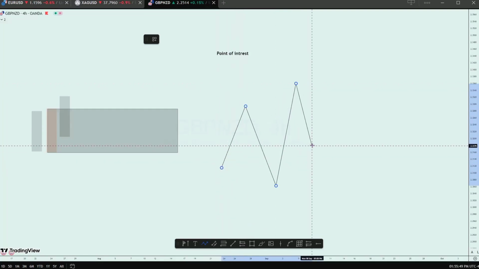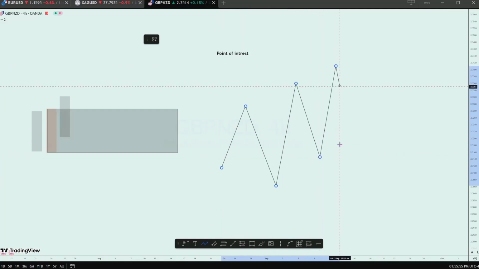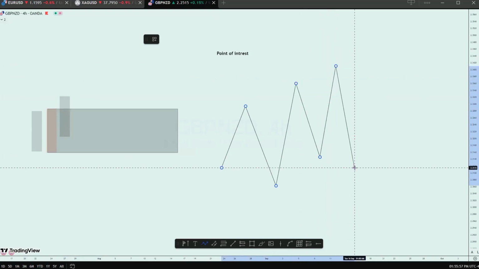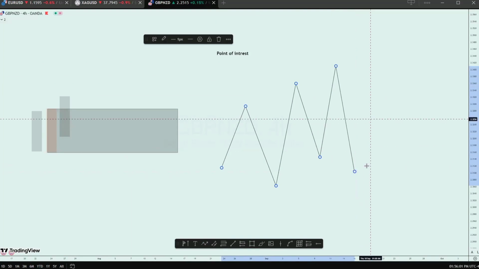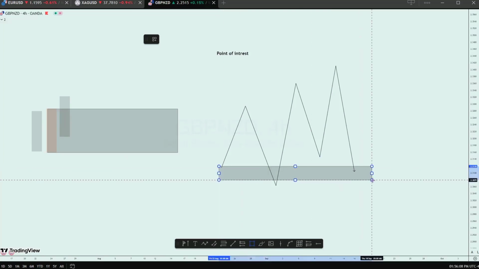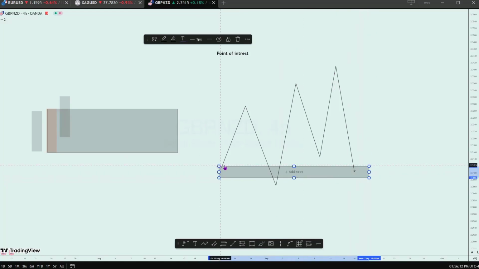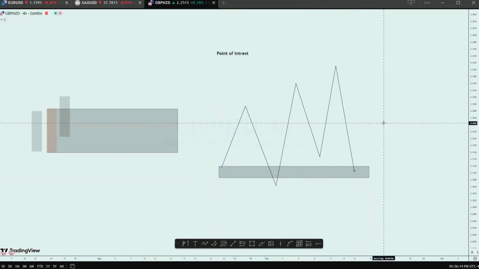Then price returns back. This is our structural liquidity, then another transactional liquidity. Then price returns to our breakout block before moving to the upside. So this particular point becomes our breakout block.